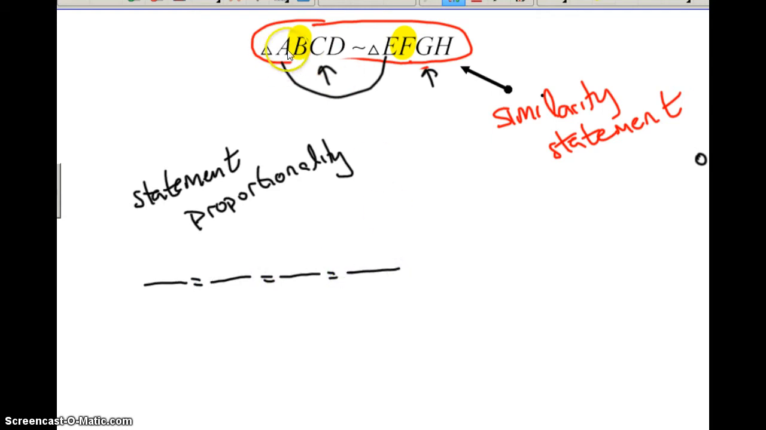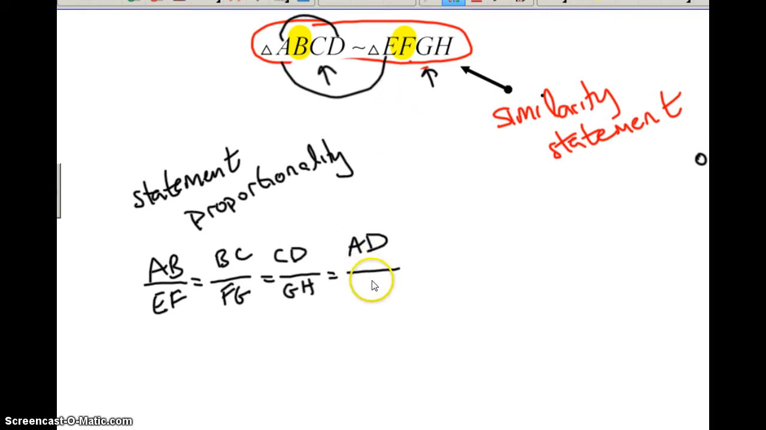But since this is a quadrilateral with four sides, we're going to get ourselves set up, and we're going to say the length of AB, the first two, is to the length of EF, as the length of BC, the second two letters, are to the length of FG, the second two letters, as the length of CD is to the length of GH. And when we finish this up, we're going to go first to last. We're going to connect A to D, and we're going to say as AD is to EH. It's really important to be consistent.